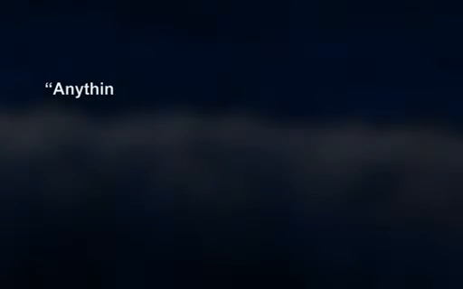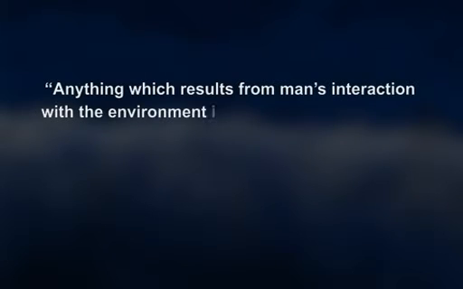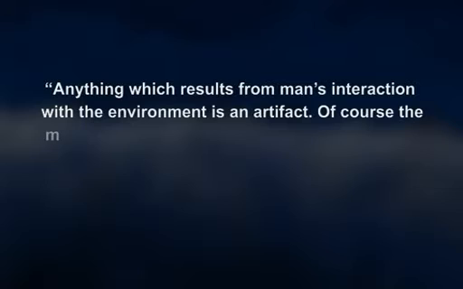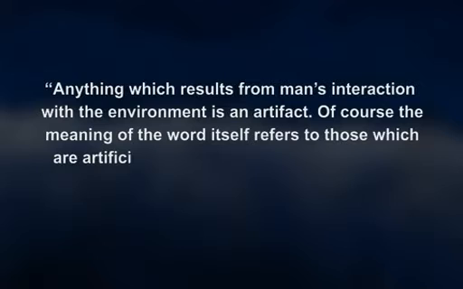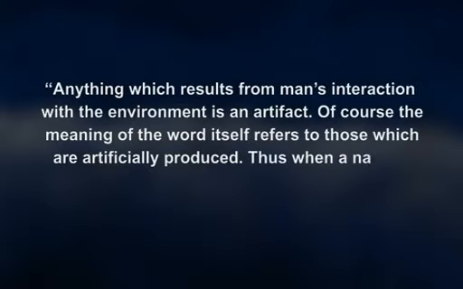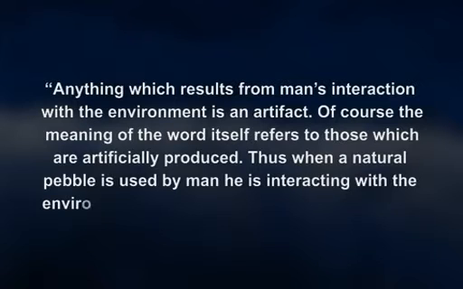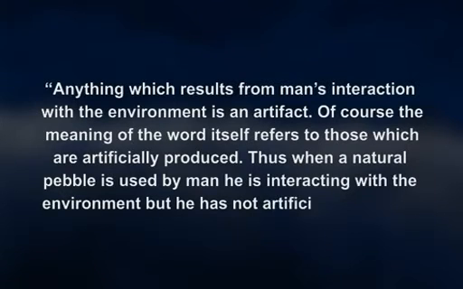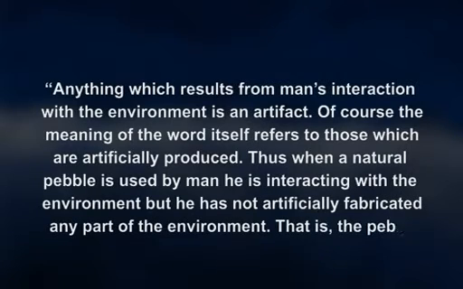D.K. Bhattacharya in 1978 has defined artifact as anything which results from man's interaction with the environment. Of course, the meaning of the word itself refers to those which are artificially produced. Thus, when a natural pebble is used by a man, he is interacting with the environment, but he has not artificially fabricated any part of the environment. That is, the pebble is not an artifact.